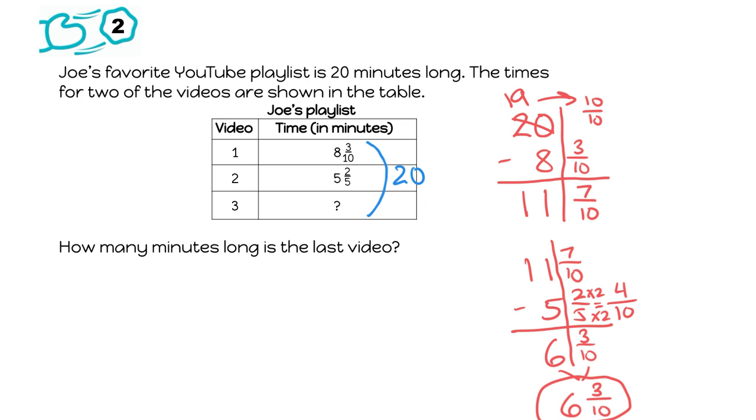For those of you that prefer the subtract method rather than adding them together and subtracting, here's how your work should have gone. You start with that 20 and subtract off the first video in the playlist, the 8 3/10. That gives you an answer of 11 7/10. Then you take that answer and subtract out the second video, the 5 2/5. And I went ahead and went with that 10 common denominator because a 5 can become a 10. That gave me 7/10 minus 4/10, which is 3/10. And then 11 minus 5 is 6. Put that together, and there's that same answer of 6 3/10.